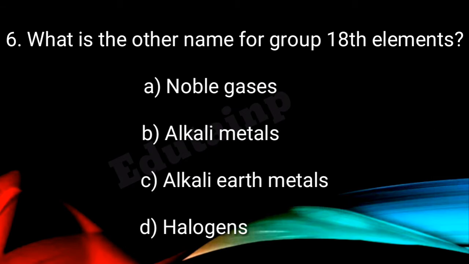What is the other name for group 18 elements? Option A: noble gases. Option B: alkali metals. Option C: alkaline earth metals. Option D: halogens.